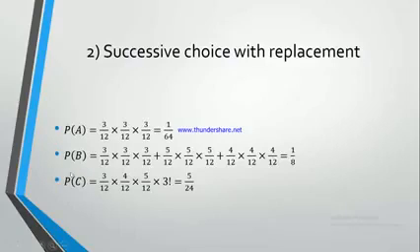For the third probability, choosing 3 balls that have 3 different colors, it's 3 over 12 for the green ball times 4 over 12 for the blue ball times 5 over 12 for the black ball times the number of ways to list the 3 colors, which is 3 factorial, and the answer is 5 over 24.